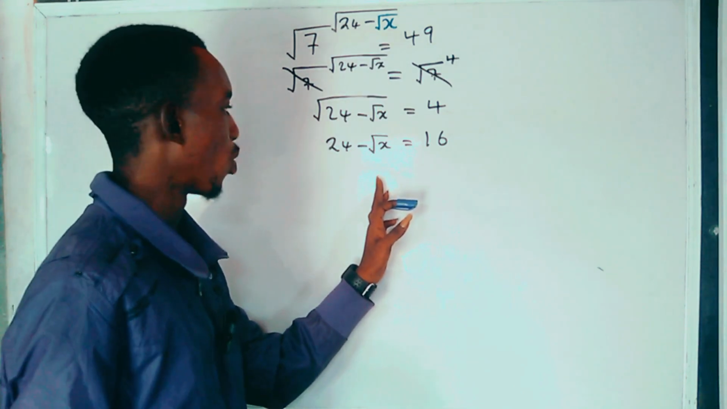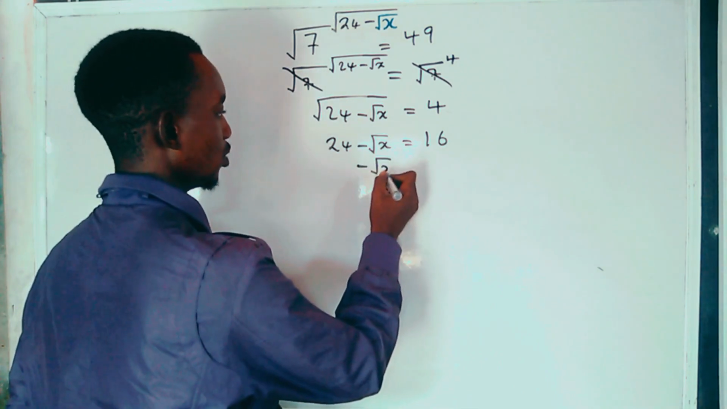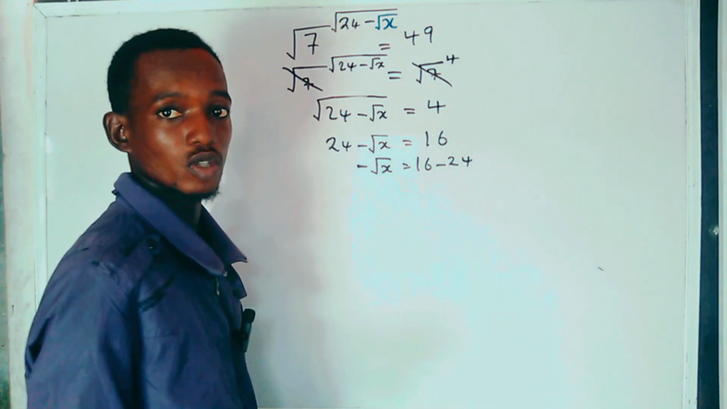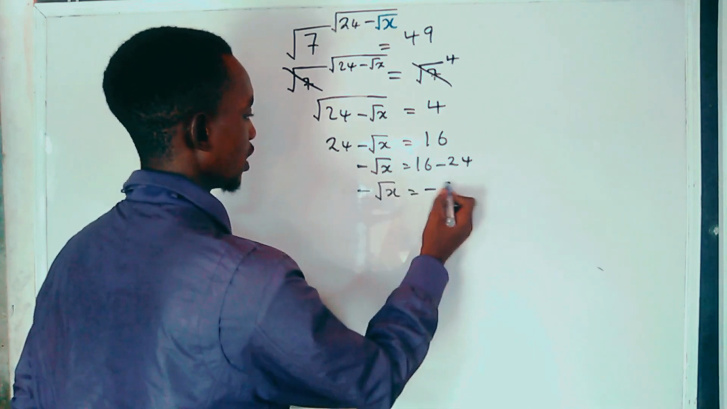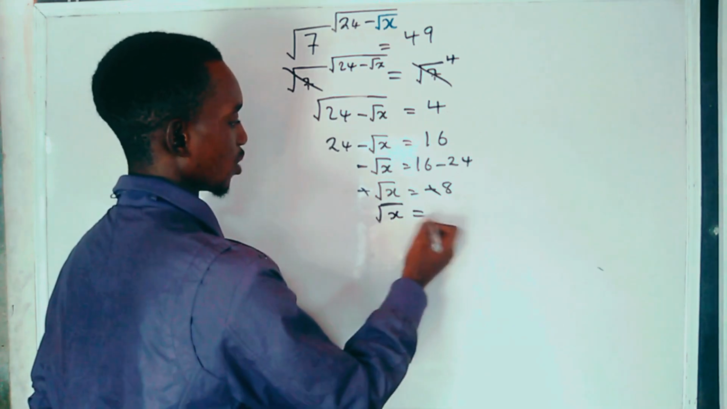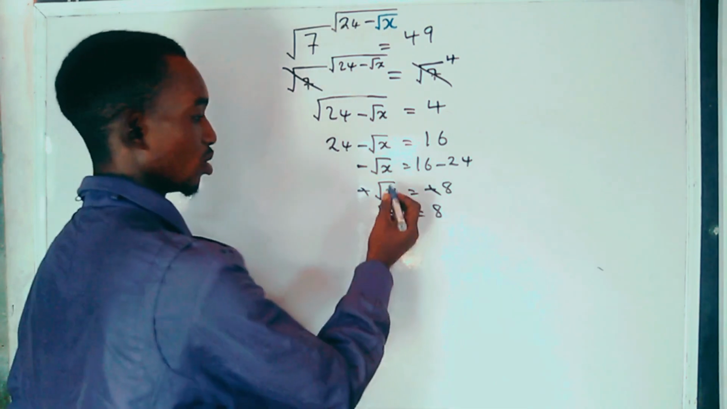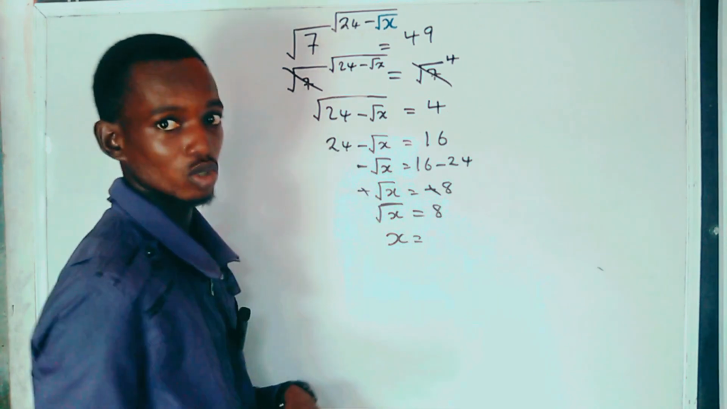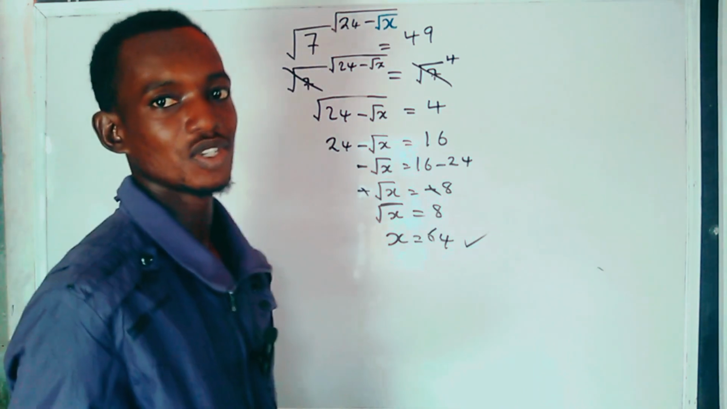Very simple. What do we do from here? We collect like terms, right? We have negative root x equals 16 minus 24. 16 minus 24 is going to give us negative 8. So we have negative root x equals negative 8. Minus cancels minus. Then we have square root of x equals 8. Now to get rid of this root, we're going to square both sides. Okay, so square cancels root. Then we have x equals 8 raised to the power 2 is what? 64. Final answer, x equals 64.